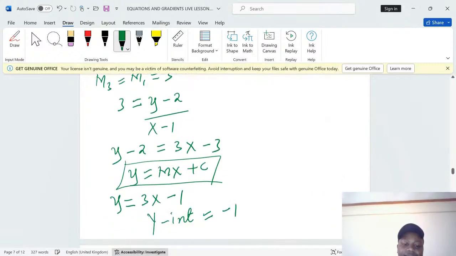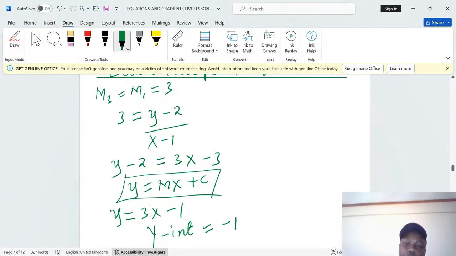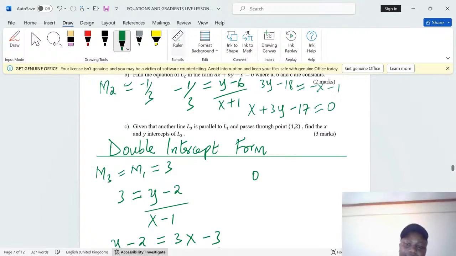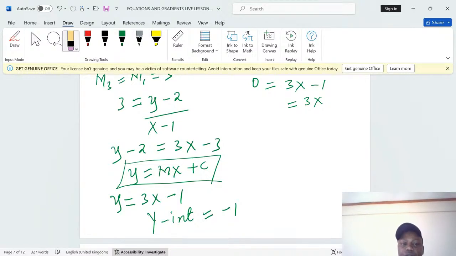Then at the x-intercept, the value of y is usually 0. Therefore, we will write the value of y as 0, because we have the equation there, equals to 3x minus 1. So 1 can be positive at this side and we have 3x. We remain with the 3x, and this will give us x as a third. So the x-intercept is a third. The y-intercept is negative 1.